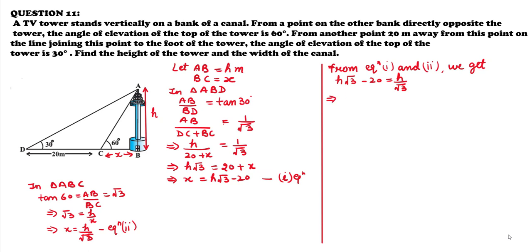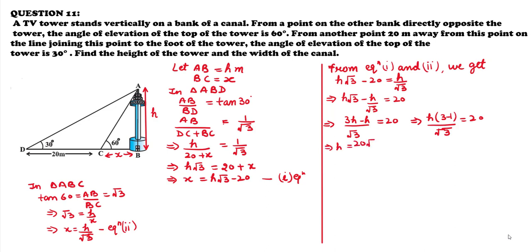That implies h root 3 minus h upon root 3 is equal to 20. Let us take LCM. LCM is root 3. So numerator is 3h minus h is equal to 20. That implies h into 3 minus 1 upon root 3 is equal to 20. That implies h is equal to 20 root 3 upon 2, that is equal to 10 root 3. So we have got the value of h as 10 root 3 meter.